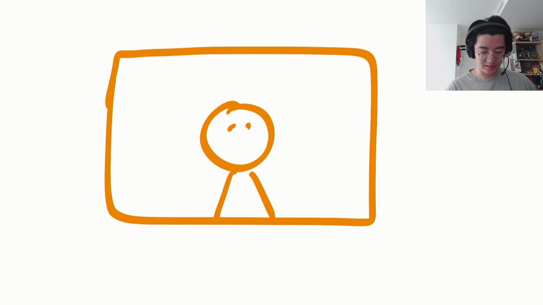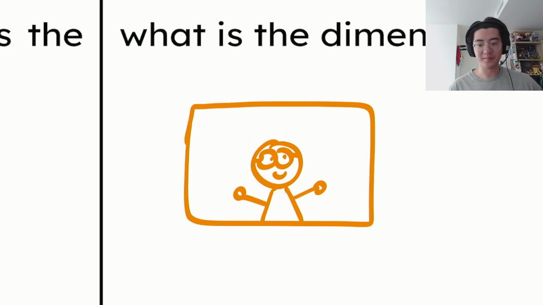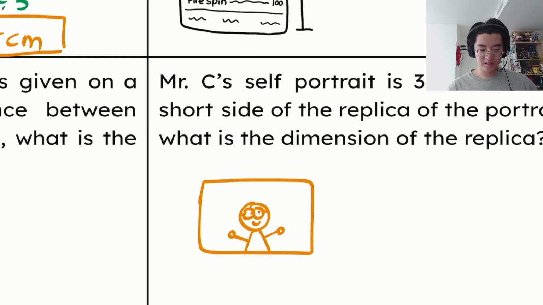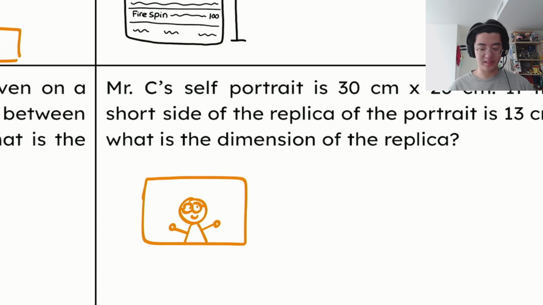So, let's do a little self-portrait here. Can I get myself some glasses? All right. So, the actual portrait is 30 by 20. So this is the actual.